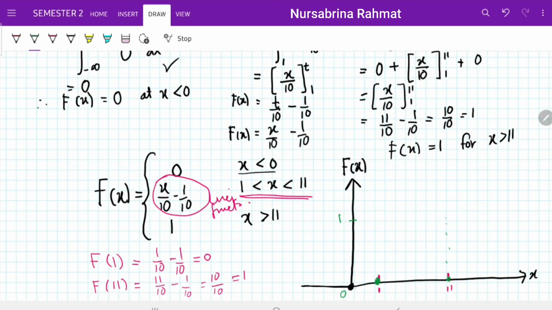So this one is 0, then a straight line to 1 at x equals 11. From the cumulative distribution function, F(x) stays constant at 1 when x is greater than 11, so we continue a straight line from 1. So this is the graph for the CDF.